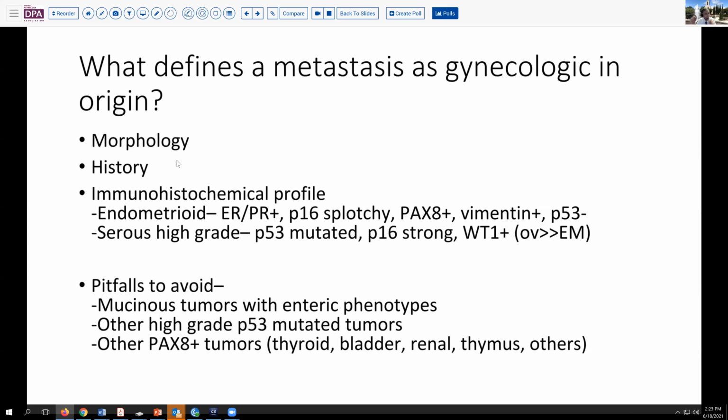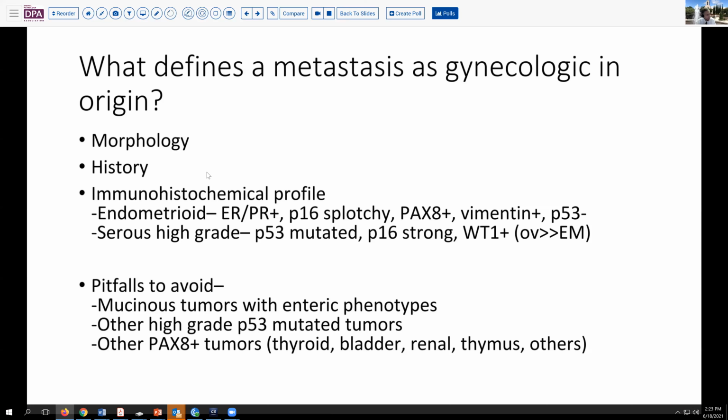Can gynecologic primaries arise in the absence of existing gynecologic organs? Well, yes, certainly. Patients can have endometriosis that can develop gynecologic type tumors. We see mucinous cystic neoplasms with ovarian type stroma in the pancreas and other sites. But lacking either of these historical issues, sometimes the immunohistochemical profile will be helpful for us.